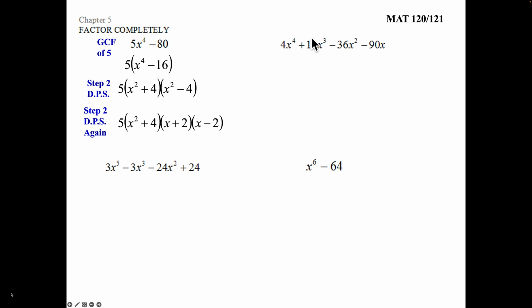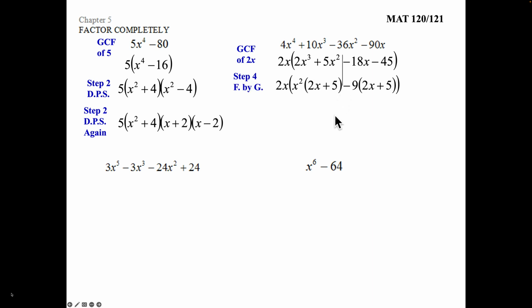Here we have x to the fourth plus 10x cubed minus 36x squared minus 90x. X's and everything, all even. I'm looking to take out a 2x. There's my GCF. This is what's left over. This 2x goes in my answer. 1, 2, 3, 4 terms, all in descending order. Cut it in half. So we will have an x squared from these 2 terms with a 2x plus 5. 2x plus 5 means we have to take out a minus 9. 2x plus 5 come together. X squared minus 9 come together.